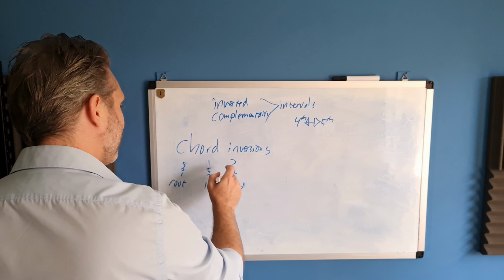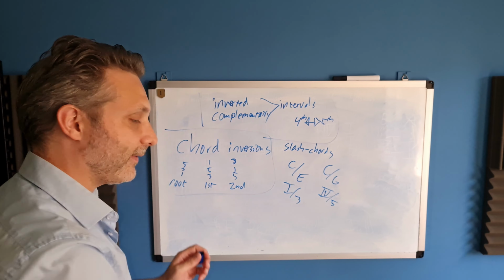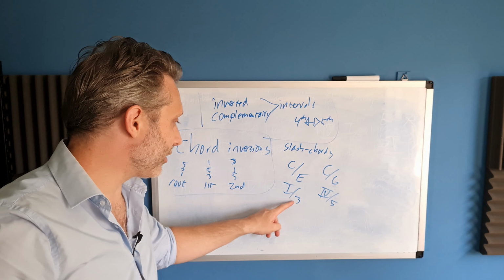Then there's bass notes and slash chords. You can call these slash chords. When you play like C over E or C over G, that could be a 1 over 3, just as well as a 4 over the 5th. Remember that the Roman numerals are for chords and the Arabic numerals are for notes.